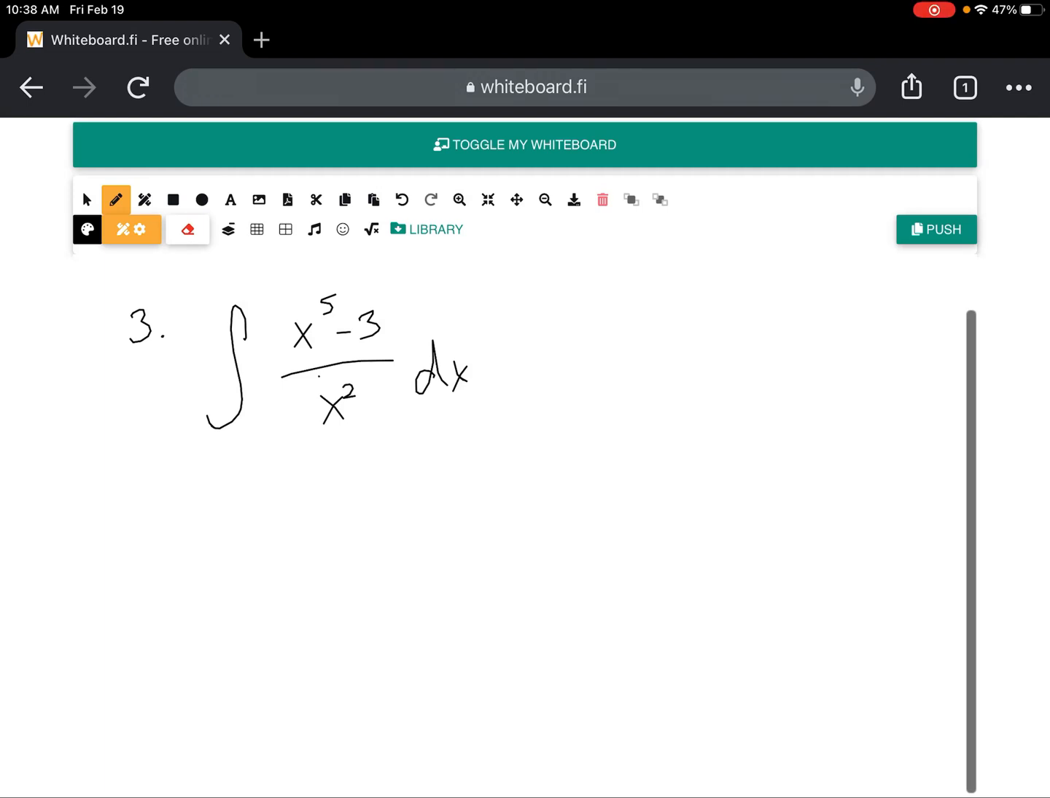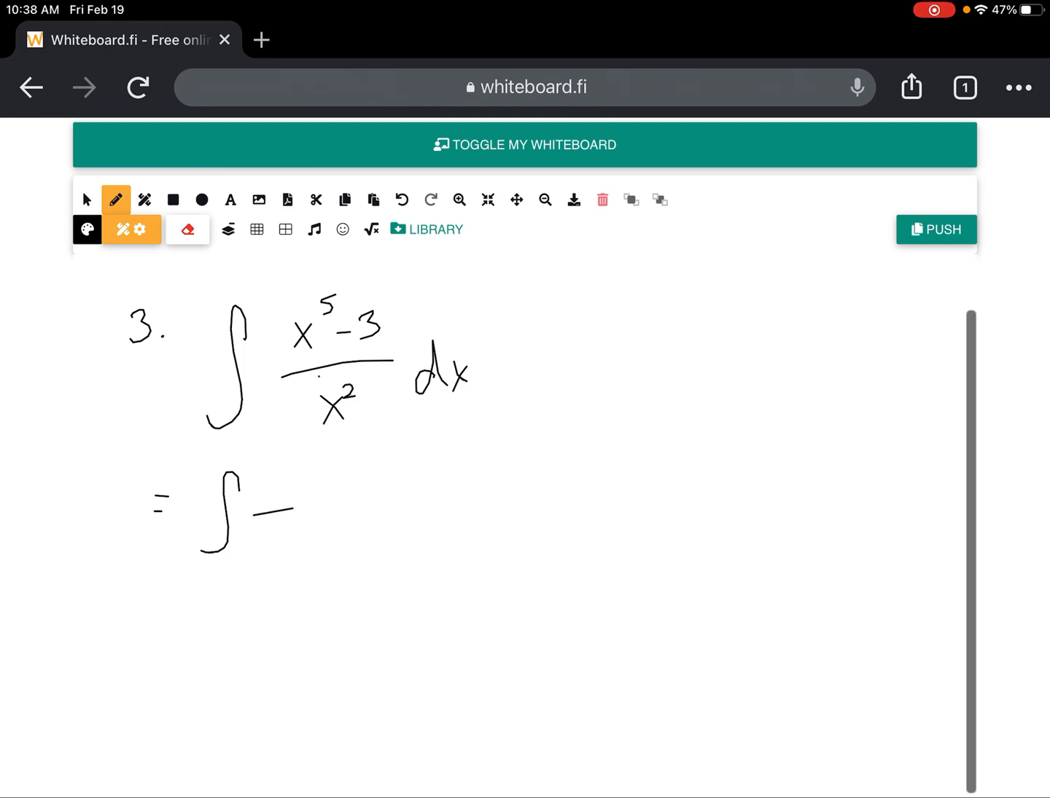Okay, we're going to work on number 3 from that review, and we're going to keep going from there. This guy is a fraction, and we're trying to take an integral of it. If you try and take an integral of a fraction, you are going to be very sadly disappointed because there is no quotient rule for integrals.